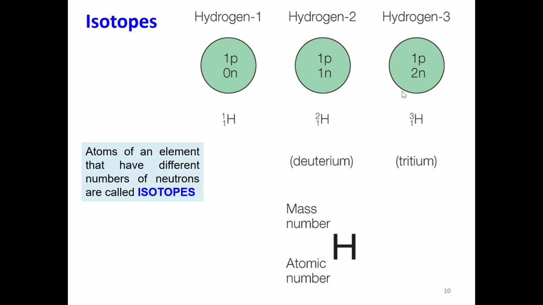Also, we can represent the isotope using the nuclear symbol. The bottom number corresponds to the atomic number or the number of protons. This is why in this example we had 1, 1, 1, because it's the number of protons of hydrogen. In the upper part we had the mass number, which corresponds to the addition of the number of protons plus the number of neutrons. And this is why in this case we had 1, because 1 plus 0 is 1. In this case we had 2, because 1 plus 1 is 2. And in this case we had 3, because 1 plus 2 equals 3.